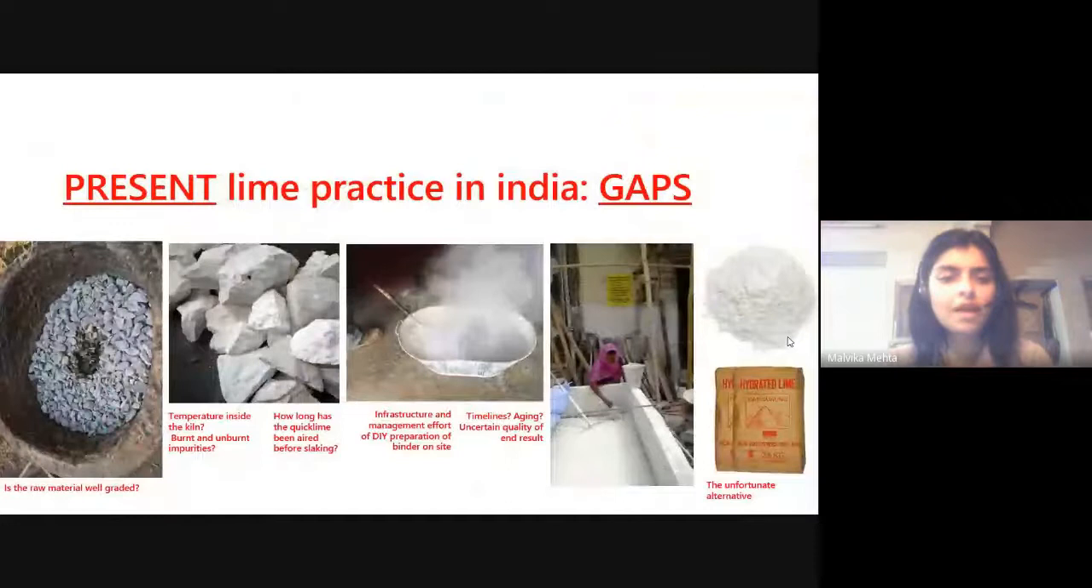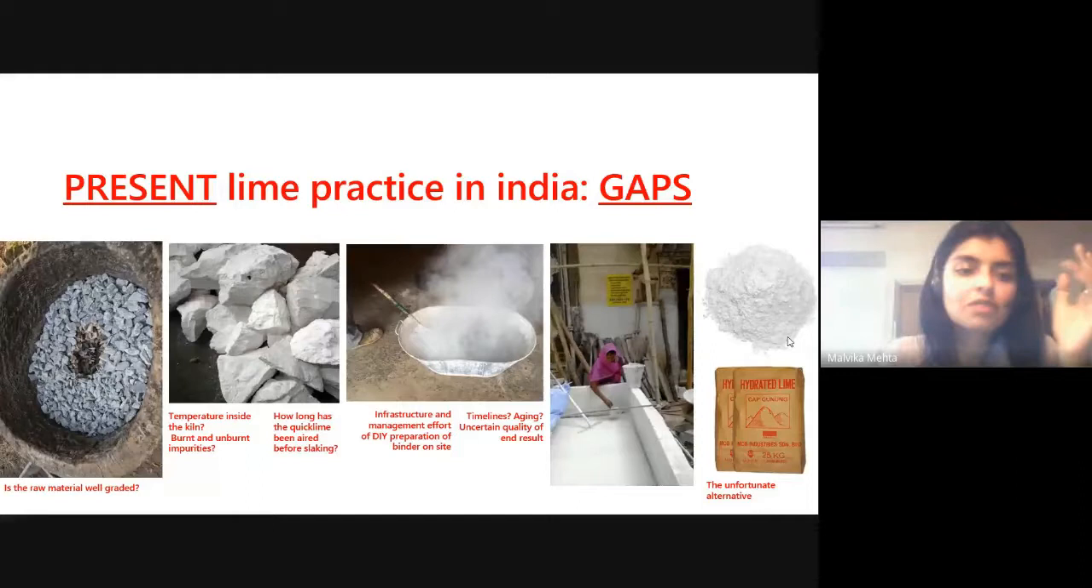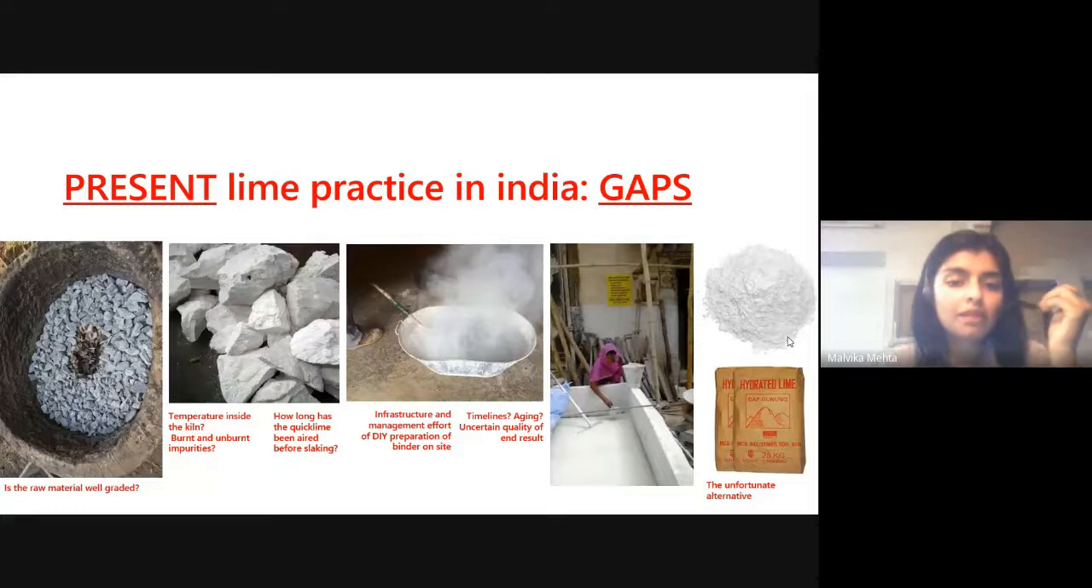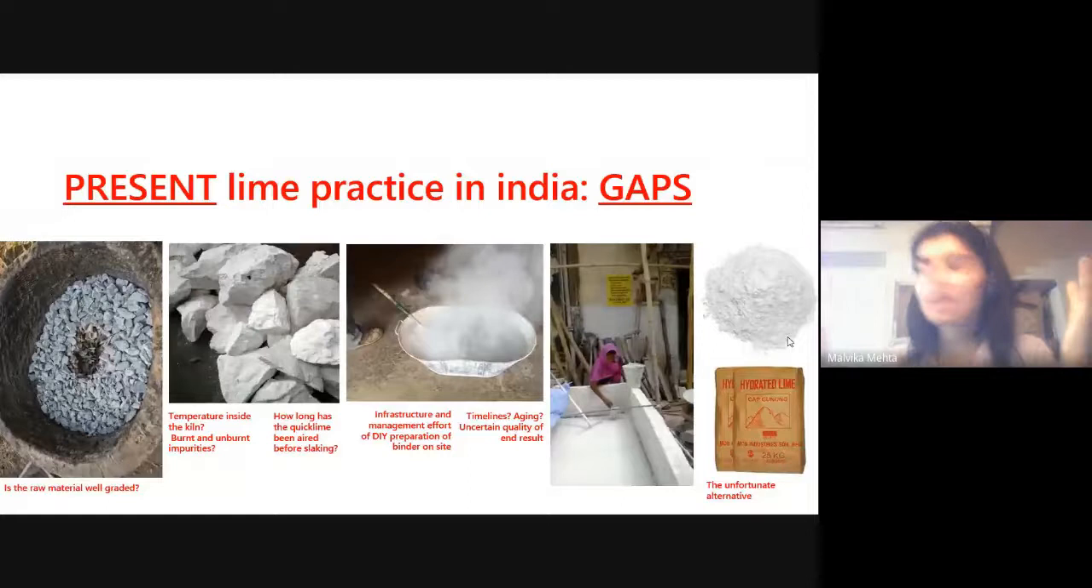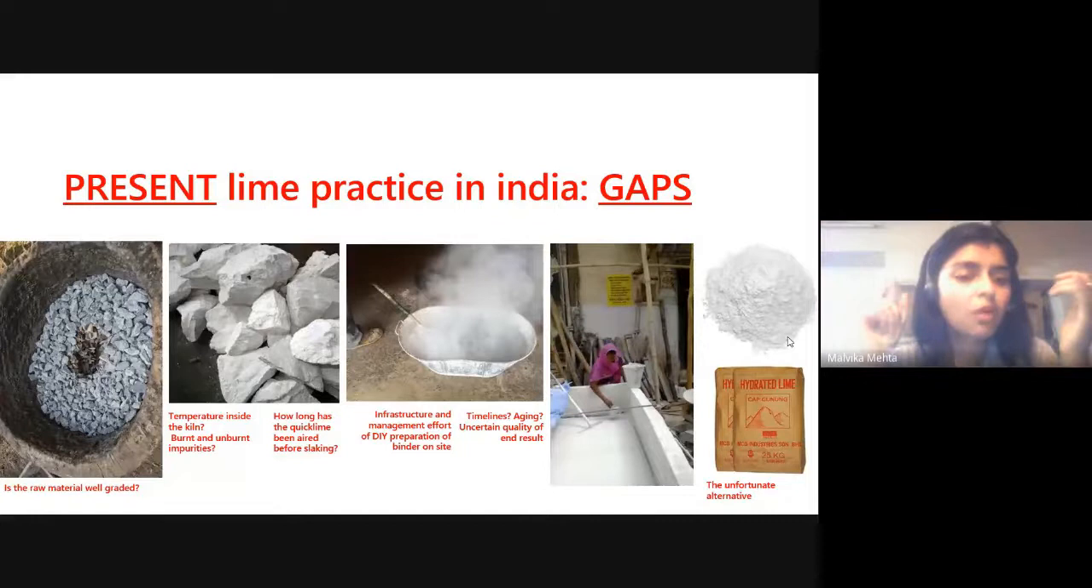From this same process, which was broadly what was followed traditionally 200, 300, 100 years ago, at every step, I was asking questions for which I didn't have very good answers. Is the raw material well graded? Because what I'm getting from the markets is something is white rocks. So when these white, there's no specification. What was the temperature inside the kiln? What are the burnt and underburnt, overburnt, underburnt impurities?